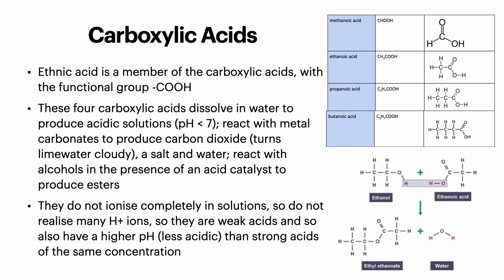to produce esters. So you can see the kind of reaction that takes place to create the ester in the little diagram in the bottom right. And they do not ionize completely in solution, so do not release many H+ ions, so they are weak acids, and so also have a higher pH, less acidic than strong acids of the same concentration. Again, you've got the table here in the top right corner, which basically just shows you how it's written and also how the actual structure of it will look.